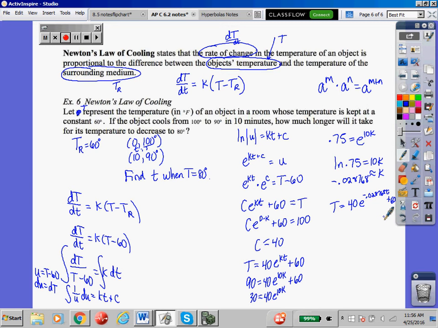All right, so when you're doing this and it says use Newton's law of cooling, this is the given formula. Whether it's given or not given, this is the one you should be able to find in your notes to use. Now I'm not done, let's reread the problem. It says, if the object cools from 100 degrees to 90 degrees in 10 minutes, how much longer will it take for its temperature to decrease to 80 degrees? So we want the ending temperature to be 80.